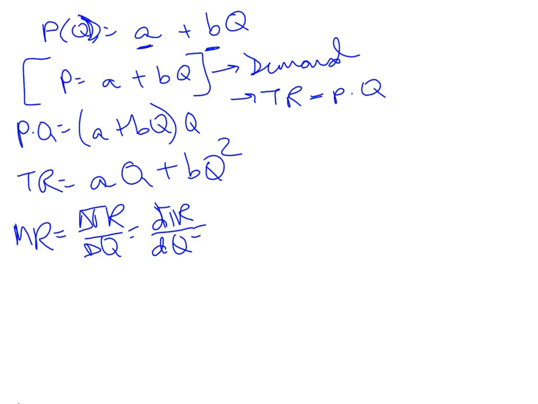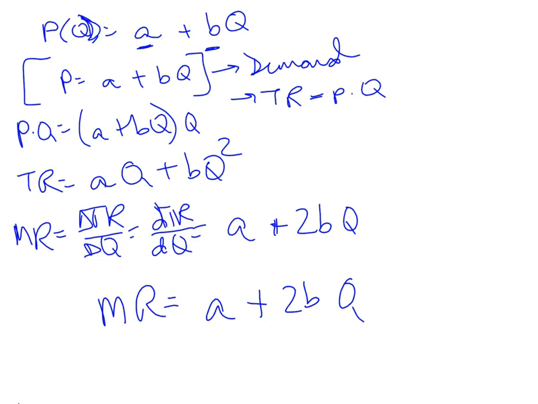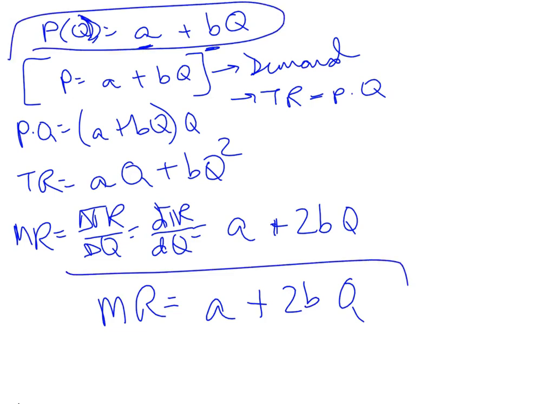AQ, the derivative with respect to Q, is just going to give you A, and plus BQ squared, if I took the derivative of that with respect to Q, I bring down my exponent, and so I've got plus 2BQ, and then reduce the exponent by 1, so 2 minus 1 is 1. So I've got marginal revenue is equal to A plus 2BQ. Compare the demand equation, A plus BQ, to the marginal revenue equation, A plus 2BQ. Same vertical intercept, twice the slope.